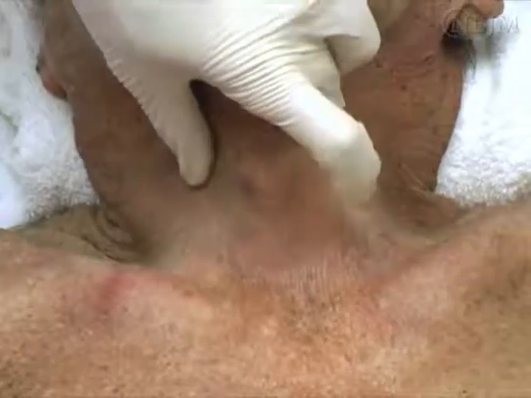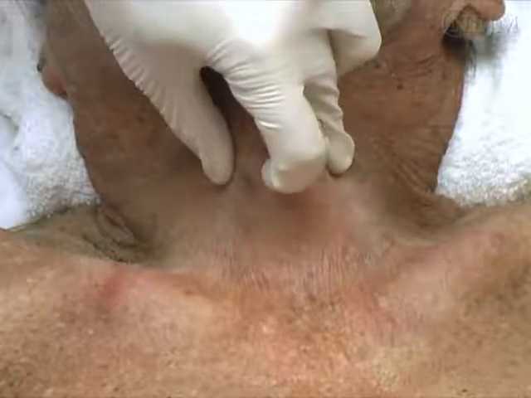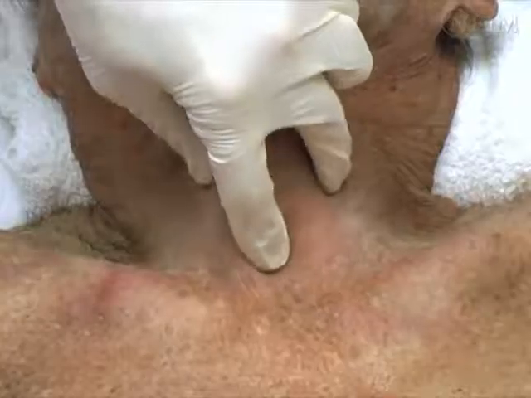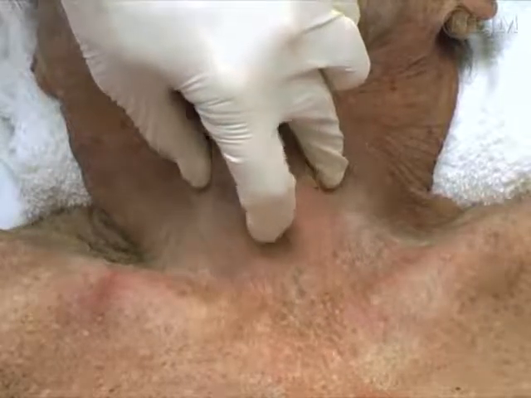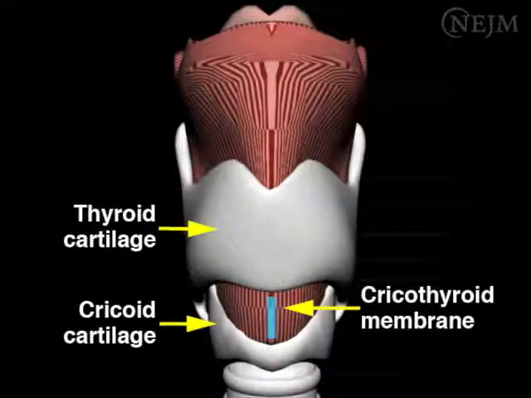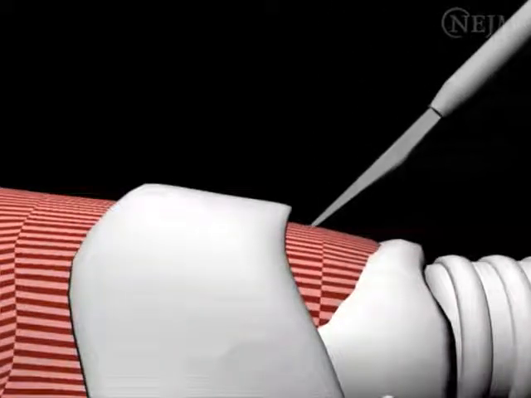Stabilize the larynx with your left thumb and middle finger, and use your index finger to palpate the thyroid cartilage. Move your index finger down until you palpate the cricoid cartilage. The space between the thyroid and cricoid cartilages is the cricothyroid membrane. This is where you will make the incision.